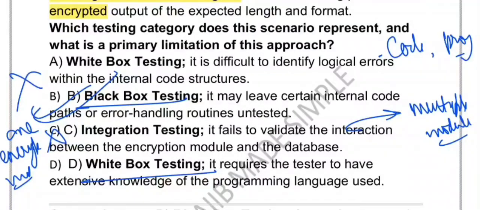White box always assumes access to the code, right? But we do not have access. So this is also wrong. So what is the correct answer? B is the correct answer.